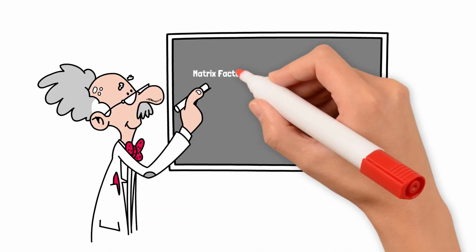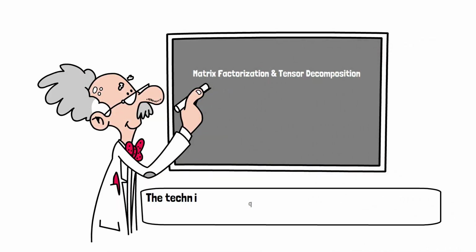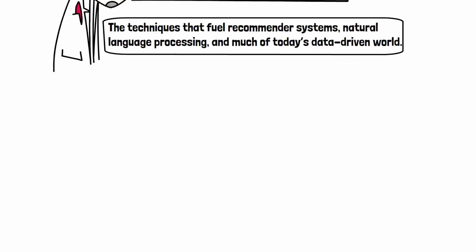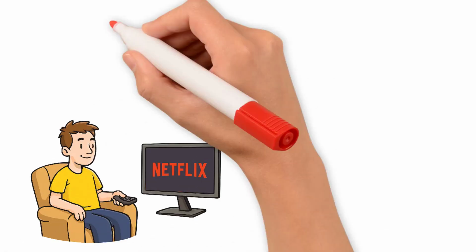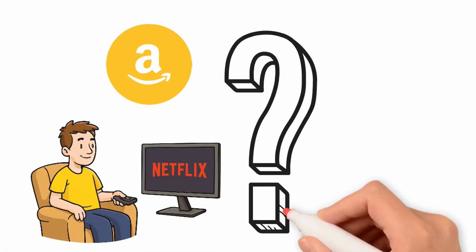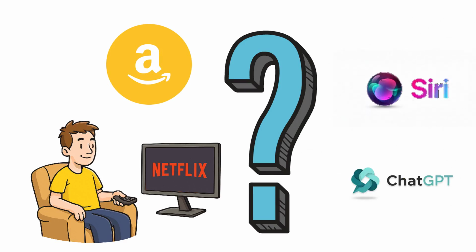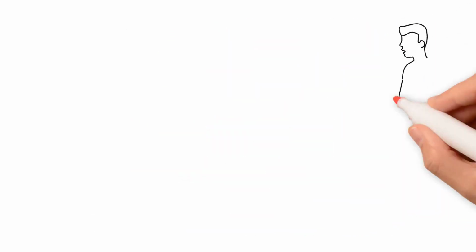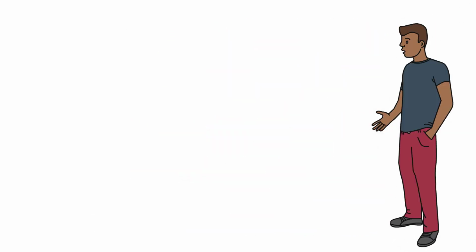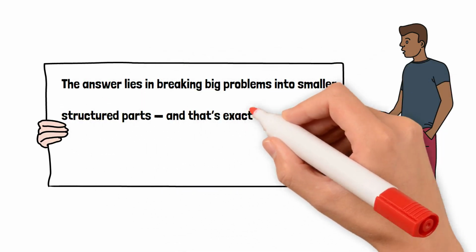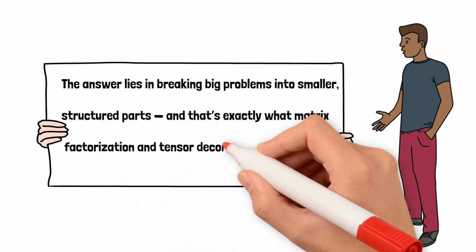Today's topic is matrix factorization and tensor decomposition, the techniques that fuel recommender systems, natural language processing, and much of today's data-driven world. Think about it. When Netflix suggests your next favorite show, or Amazon recommends a product you didn't know you needed, what's happening behind the curtain? Or when a chatbot like Siri or ChatGPT processes language, how does it break down the overwhelming complexity of human words? The answer lies in breaking big problems into smaller, structured parts. And that's exactly what matrix factorization and tensor decomposition do.